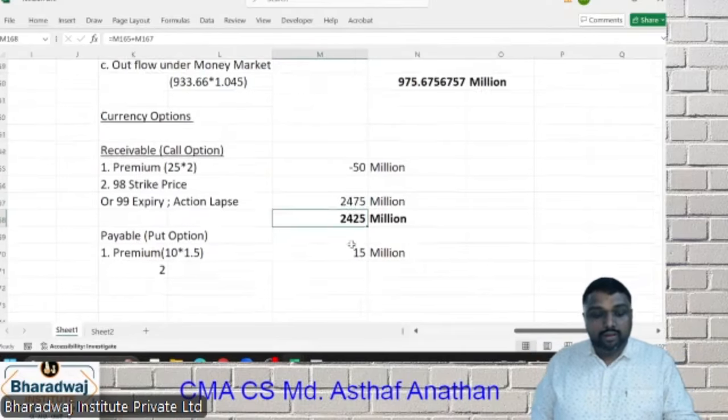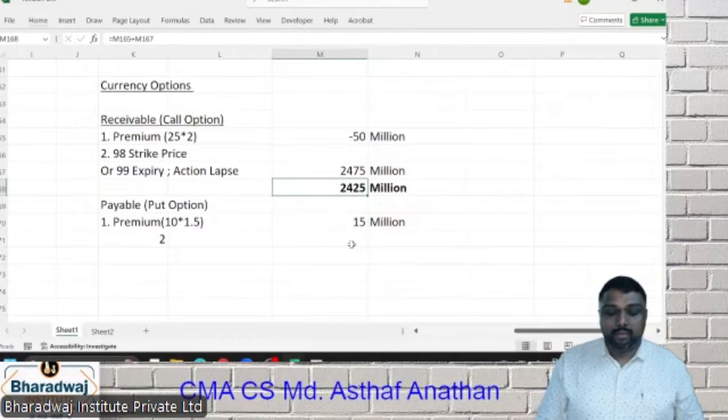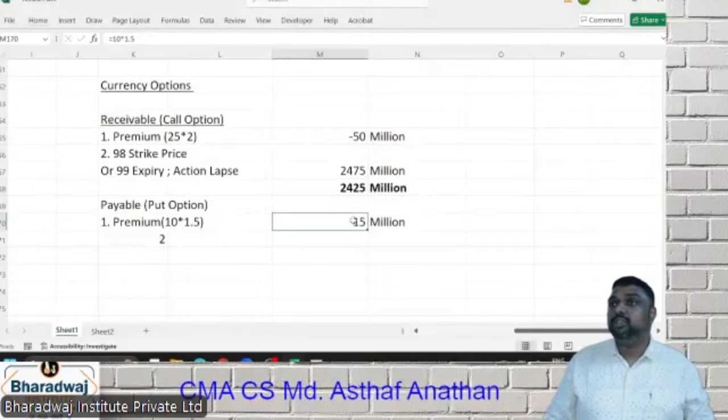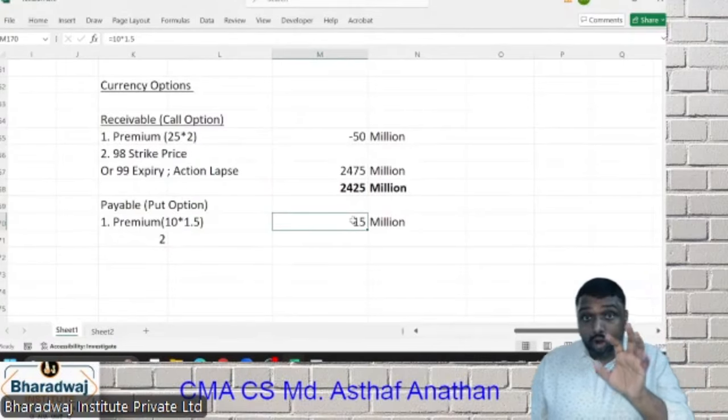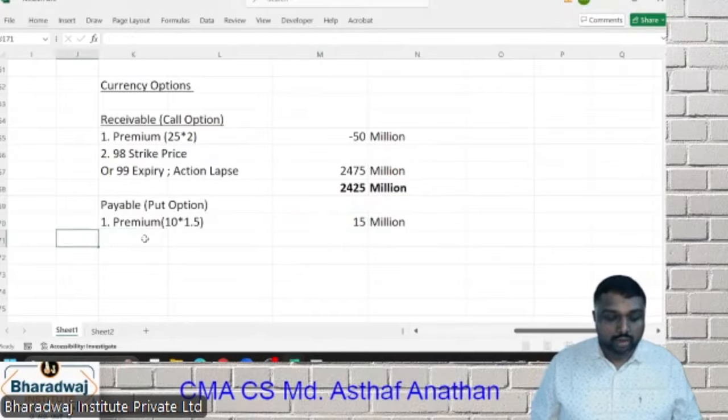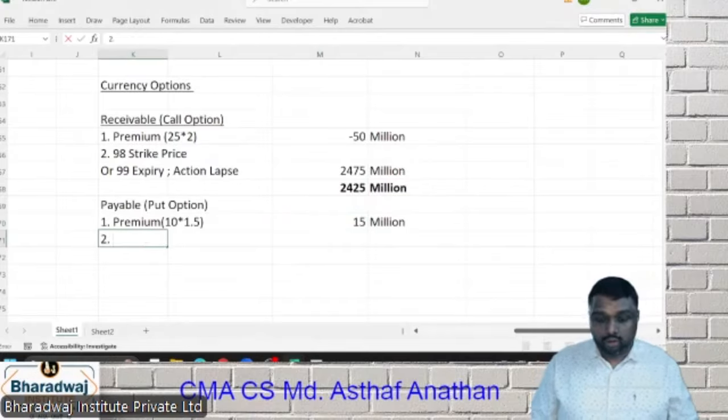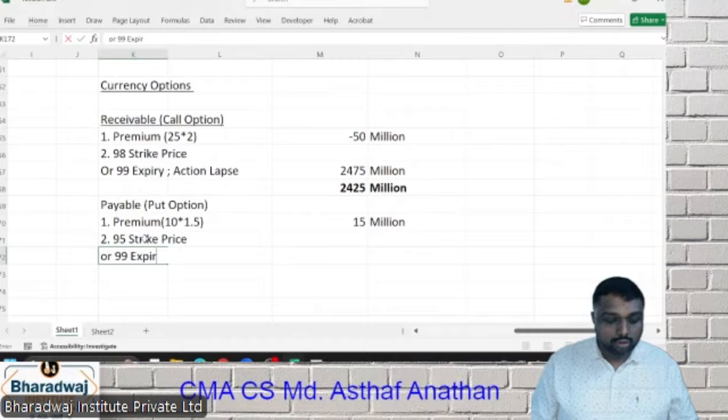Now here we'll go for the last one, payable option. So payable option, first perspective, premium. Hope all of you are clear. Now we'll go for the second case. So your exercise price, 95, is the strike price, or 99 is the expiry.